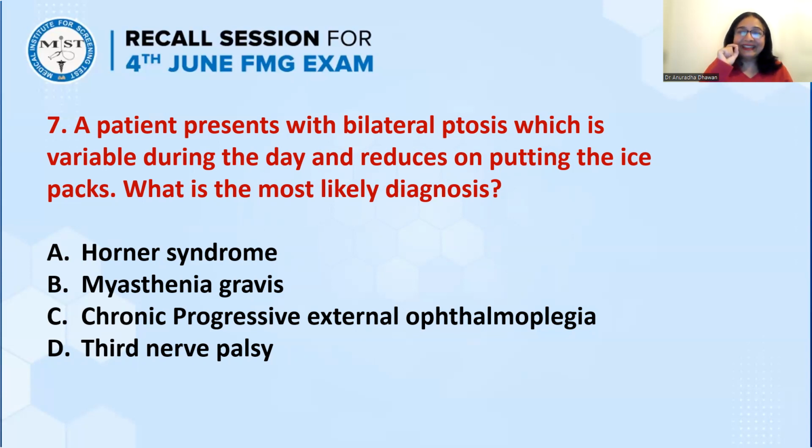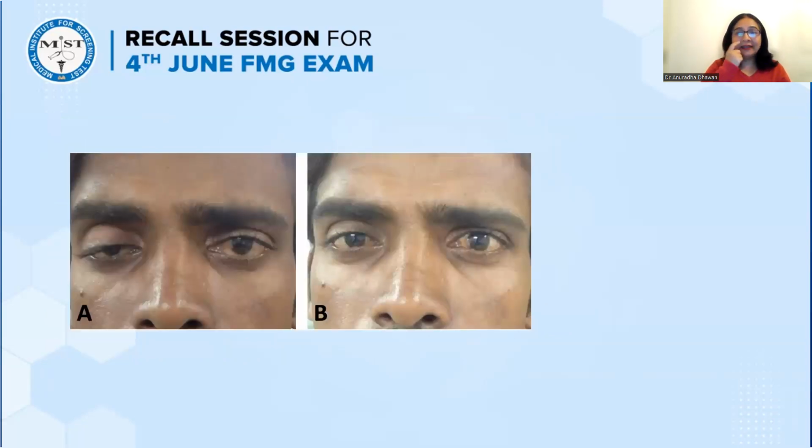But when the history says that the ptosis is variable, that there is diurnal variation, this sign or symptom goes in favor of myasthenia gravis. And another characteristic feature which clinches the diagnosis is that ptosis reduces on putting ice packs. Actually, there are two tests which can easily be done to confirm the diagnosis of myasthenia gravis. One is putting ice packs on the eyes.